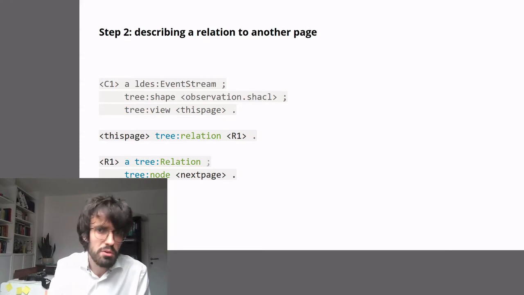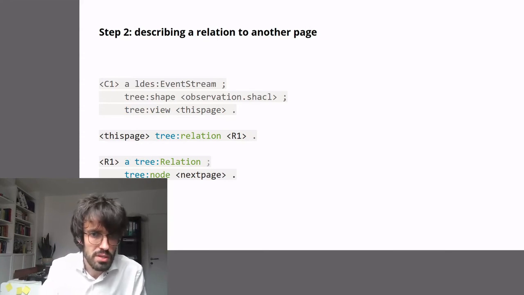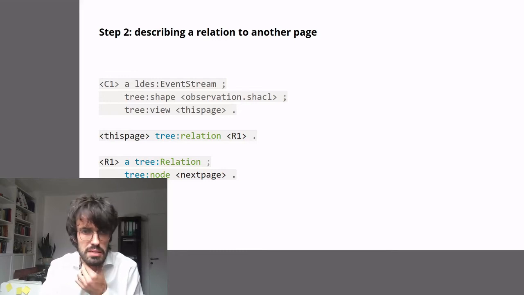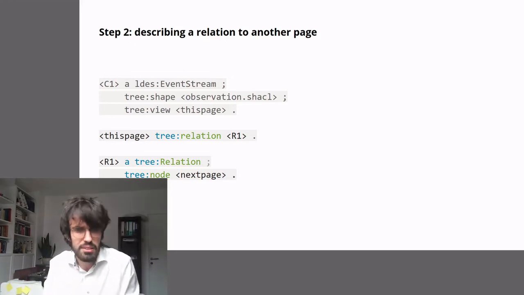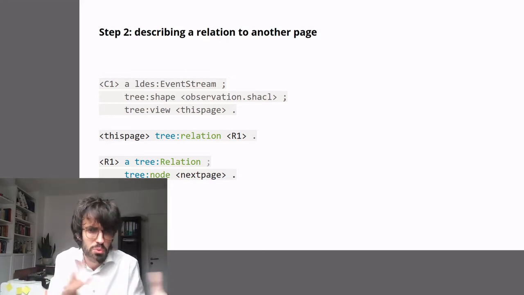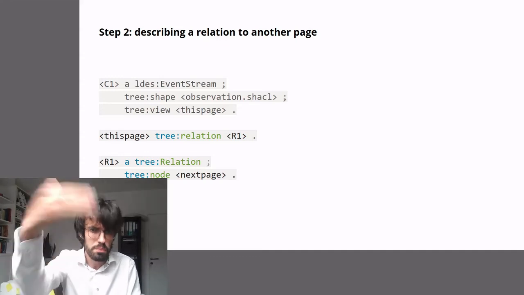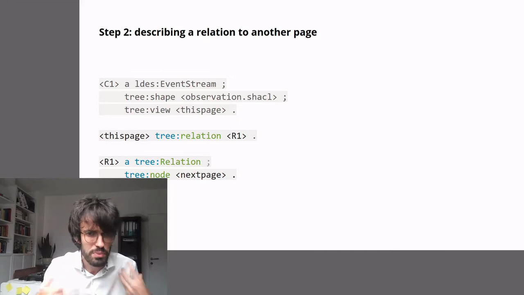Step 2 is describing a relation to another page. So you say my current page is a tree view on top of that event stream. Then you can say this page has a relation to another, and that other page can be found at next page. Now, this relation is just like a next page link. It doesn't really tell the client a lot. For example, what if this next page actually only contained all the data of Belgium and the current page only contained all the data of the Netherlands? That's something that I would want a client to understand.